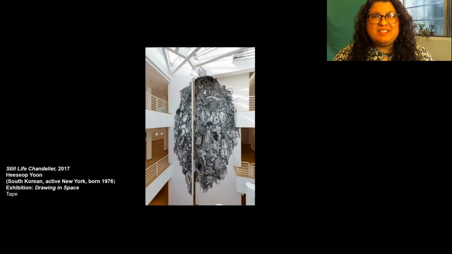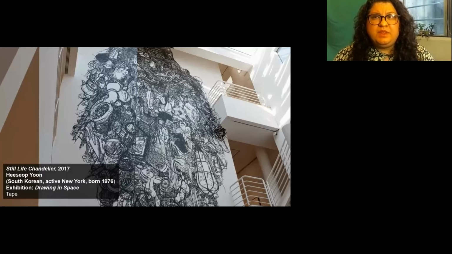In this work, artist Hee-Sop Yoon created her work Still Life Chandelier within the 3-story Meyer atrium. Her tape drawing, depicting tangles of cables, electronics, and household items, was created in advance on large rectangular mylar panels. Yoon worked on a 45-foot lift in solitary space. She wore headphones as she worked, and she had one assistant with her on the lift helping her to install the panels on the wall.